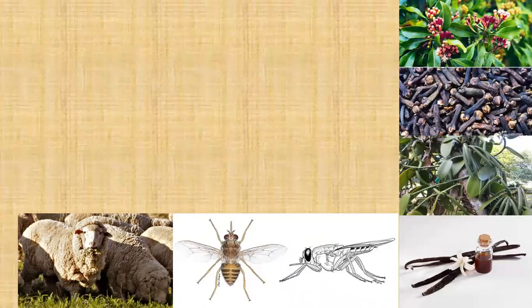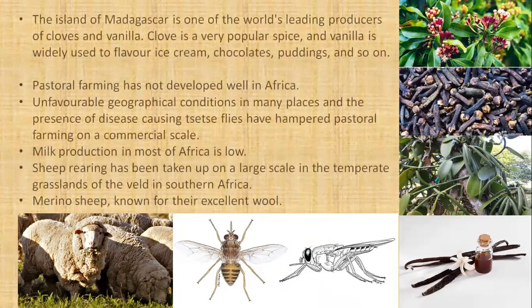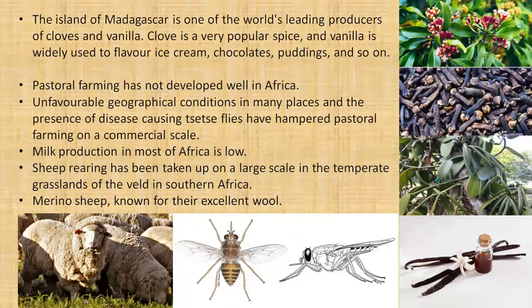So here, the island of Madagascar is one of the world's leading producers of clove and vanilla. Clove is a very popular spice, and vanilla is widely used to flavor ice cream. Both pictures are given on the right side of the screen, and vanilla is also used for chocolates and puddings and so on.